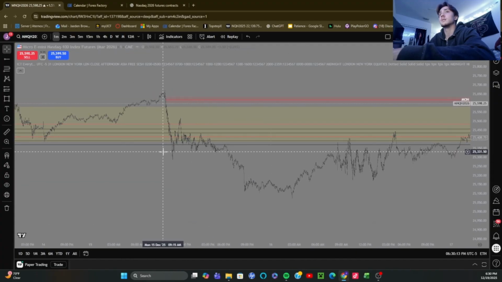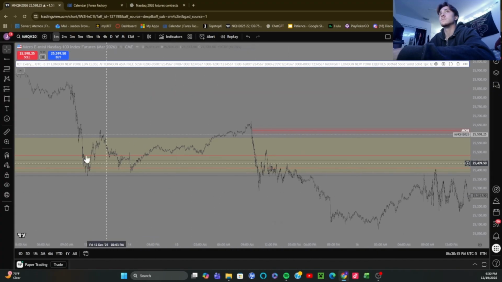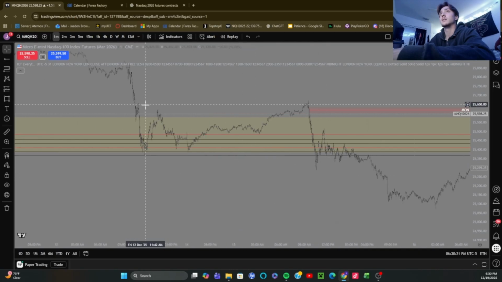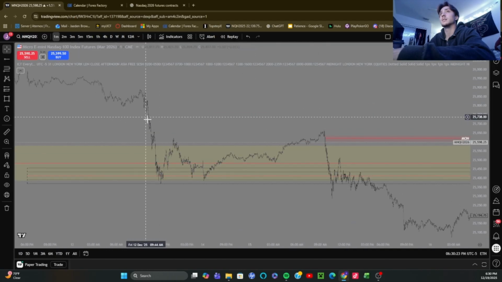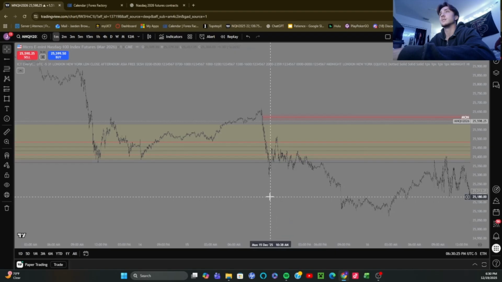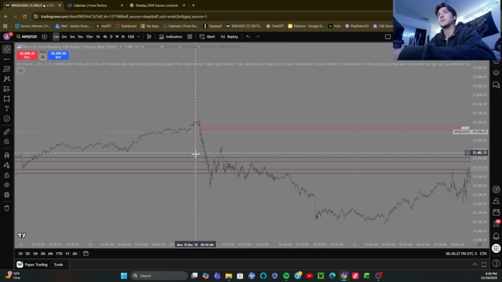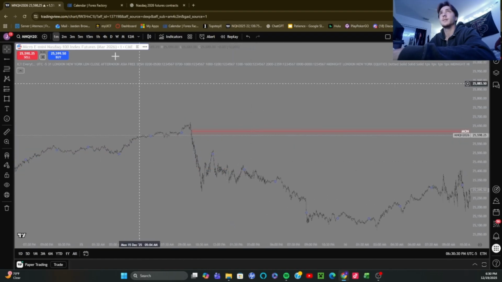Is this Sunday? Monday. What's this? This is Friday. So Friday we dumped like crazy, and then Monday we continued that move after retracing to equilibrium of this price leg and also taking out these internal highs, then rolling over. So I'm gonna delete these now, and we'll go into Tuesday.